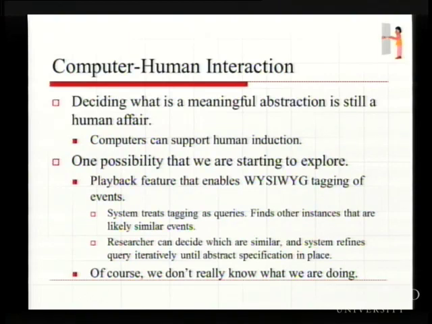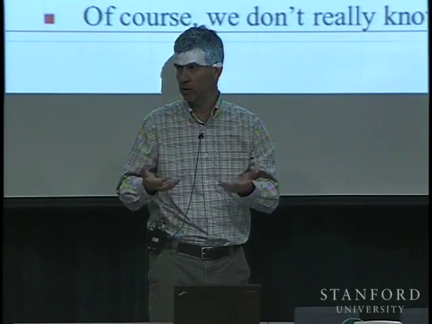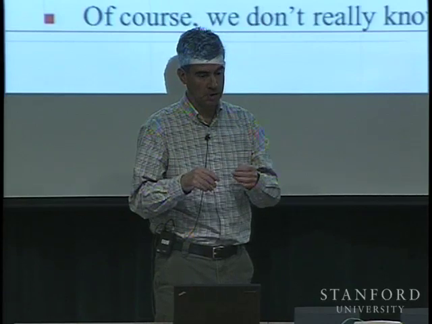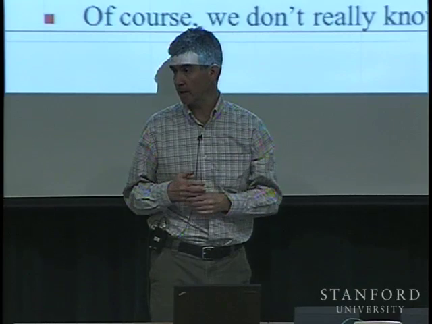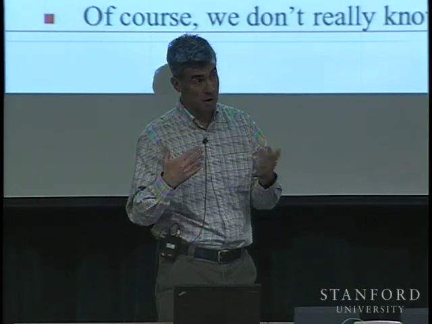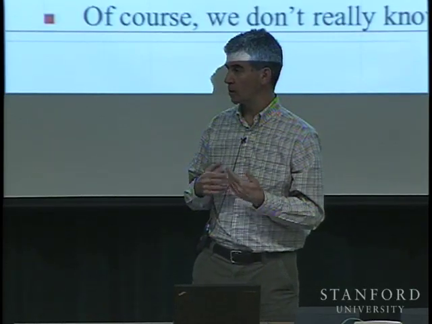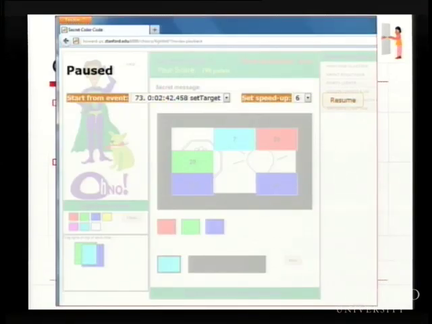And then the system goes and looks through the full data corpus across everybody and pulls up other instances that look like that and says, is this what you meant? And I, as the researcher, say, not these ones, these ones, right? And then the system tries to refine the query that way. And slowly, or I may realize I've missed something. And I think over some iteration, we can get some abstract specification in place. And this involves some heuristics about what are the sorts of things that humans are normally looking for in this environment. Of course, we don't really know what we're doing. So this would be the start.